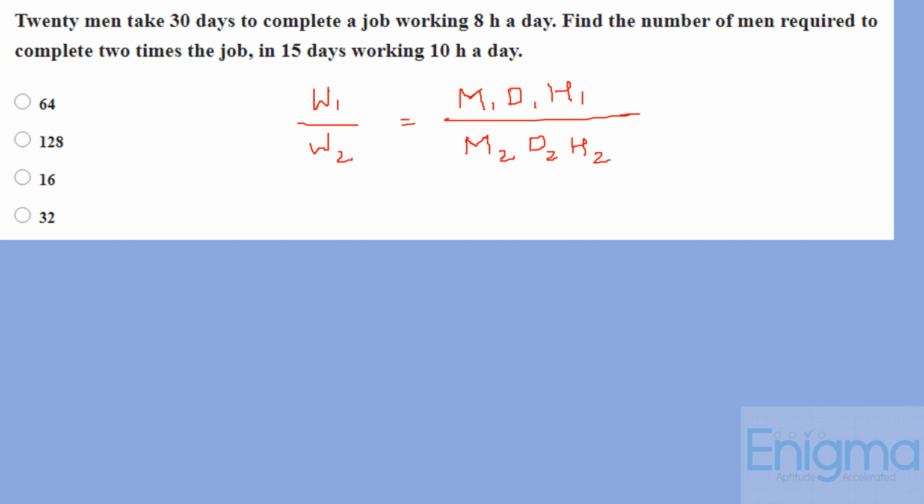That means basically this fraction becomes 1 upon 2 is equal to number of men given are 20 into 30 into 8 upon, we don't know M2, that's what we have to find out. Days are 15 and hours are 10. So solving this, the number of men we get is 64.